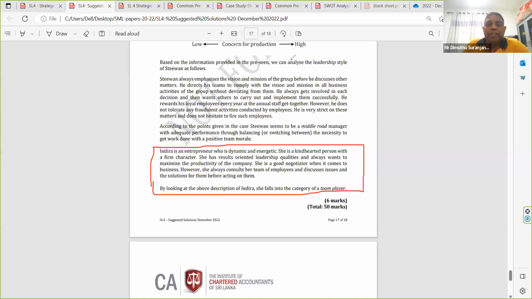Indira is an entrepreneur who is dynamic and energetic. She is a kind-hearted person with a firm character. She has result-oriented leadership qualities and always wants to maximize the productivity of the company. She's a good negotiator when it comes to business. So she always consults her team of employees and discusses issues and the solutions for them before acting on them. By looking at the above description of Indira, she falls into the category of team player. Is that matching or not matching? What do you think, guys?